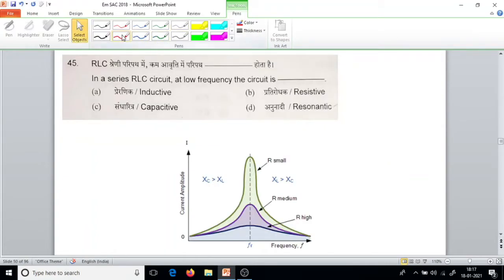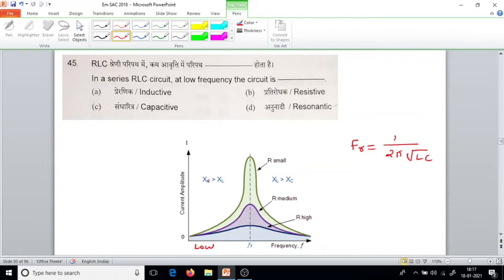Question number 45. In a series RLC circuit at low frequency, the circuit is. In a series LC circuit, what is the resonant frequency? Resonance frequency is 1 by 2 pi root LC. And if you see the graph, this is the low frequency region, and this is the high frequency.